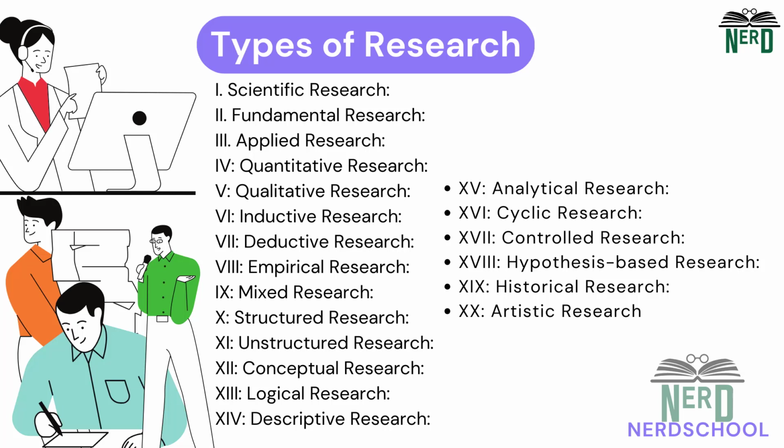And 18th number, as you can see, hypothesis based research. It tests a specific hypothesis to confirm or disprove an assumption, like investigating the effect of a new teaching method on student performance. Next we have historical research. As you can see by the word, it examines past events through archival research, like studying primary sources to understand historical revolution, right? And last we have artistic research, which explores artistic expressions as a form of inquiry, like creating a multimedia project to investigate social perception.